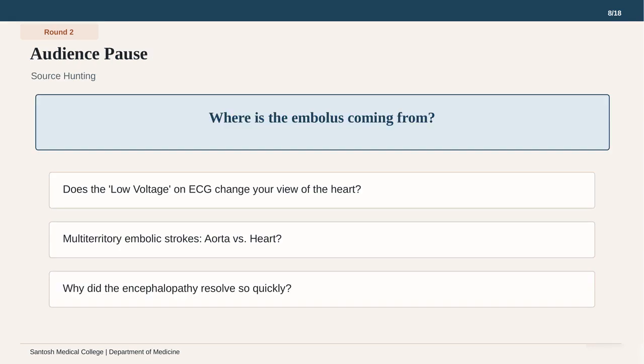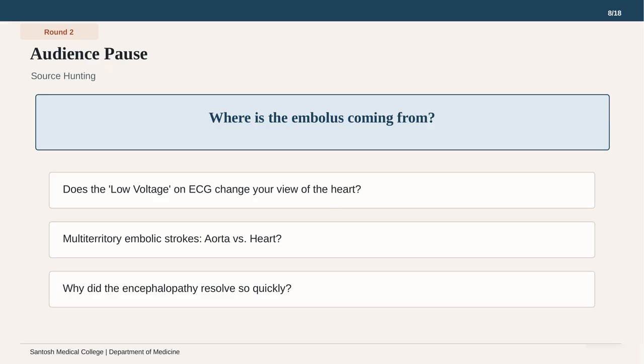Notice the primary question highlighted in the blue banner. Where is the embolus coming from? Below it, 3 critical questions challenge our current diagnostic framework. First, think about the low voltage seen on the ECG. Does this specific finding change your view of the heart's involvement, perhaps shifting focus away from the aorta?